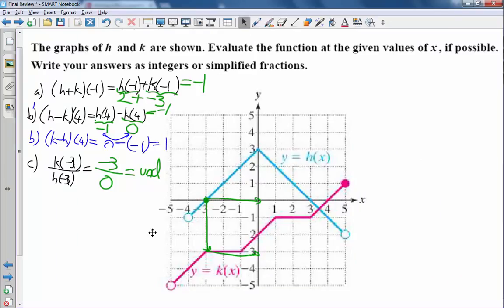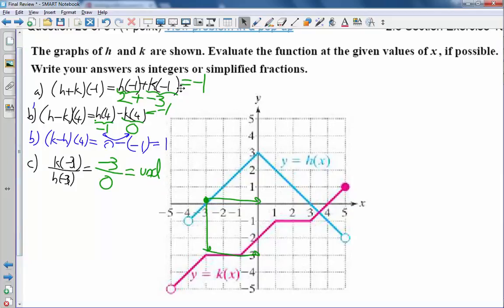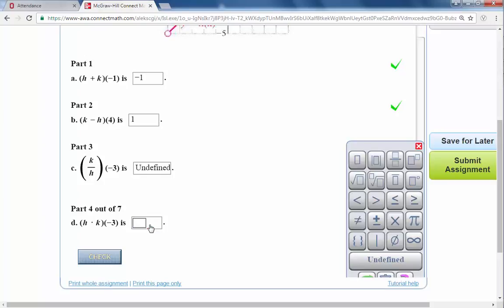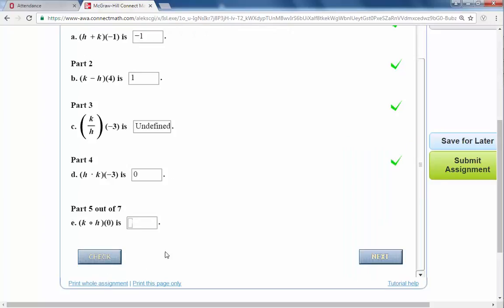HK multiplied. Look, you don't have to reinvent the wheel. It says multiply those two values, H and K. So just reuse the values here. What is H of -3? 0. K of -3 is -3. What is 0 times anything? 0. This thing is 0. Okay, finally we have the compositions.